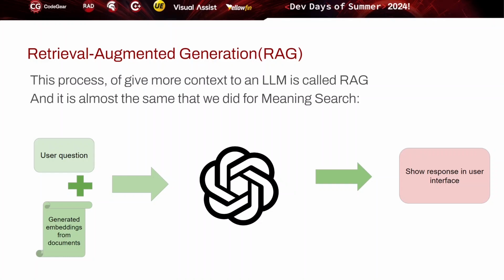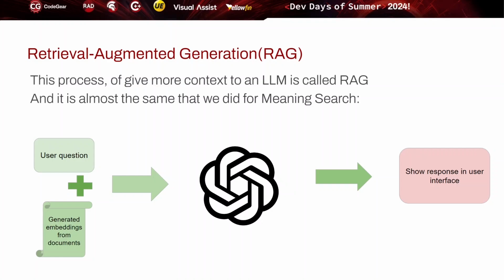And over that, we can generate embeddings and send that to LLMs to do the job for us. And this process that I am talking about now is the process to generate a RAG, a retrieval augmented generation. The process to give more context to an LLM, and almost the same that we did for meaning search, right? So because of that, I put this in this session, because it's a very complex concept, but it's almost the same thing that we did before.